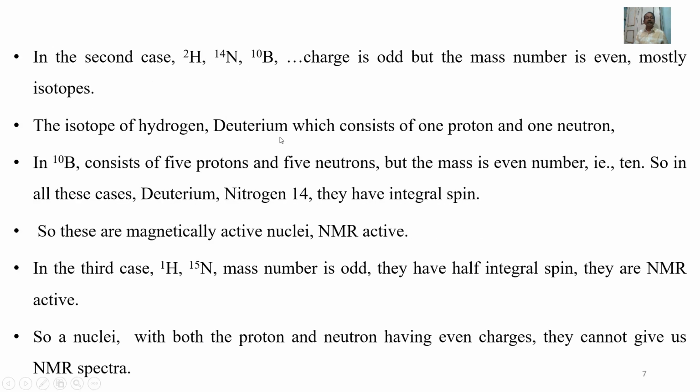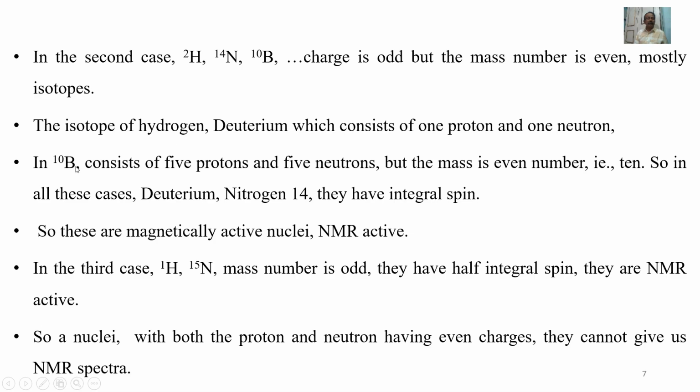In the second case, hydrogen 2, deuterium, nitrogen 14, boron 10. Here, the charge is odd, but the mass number is even. Mostly isotopes. The isotope of hydrogen, deuterium, consists of 1 proton and 1 neutron.